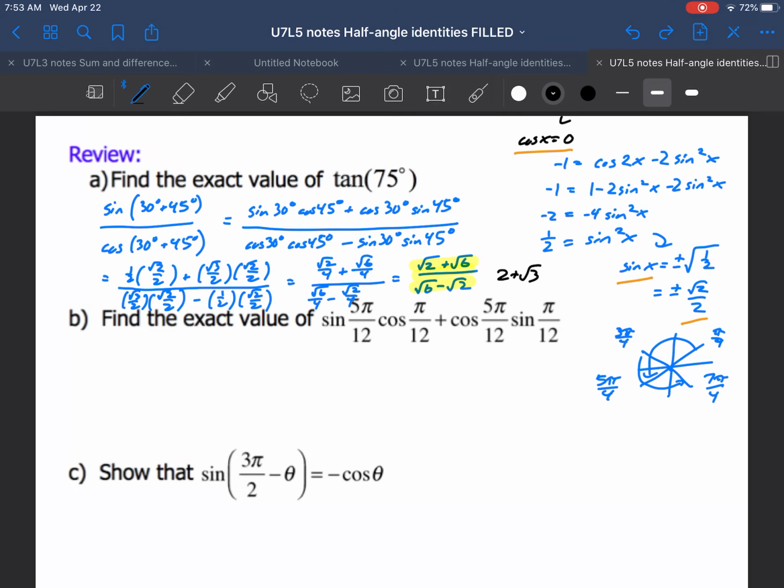Whoops. I don't like this, so I'll put it in parentheses. Okay? Either of those work.